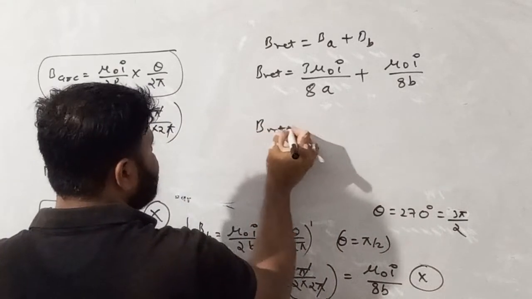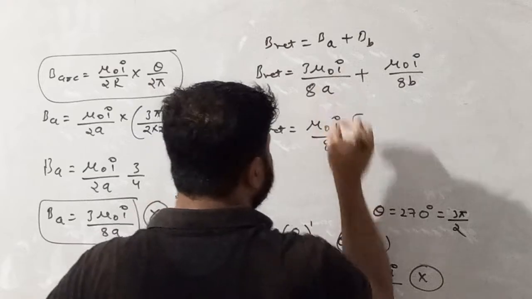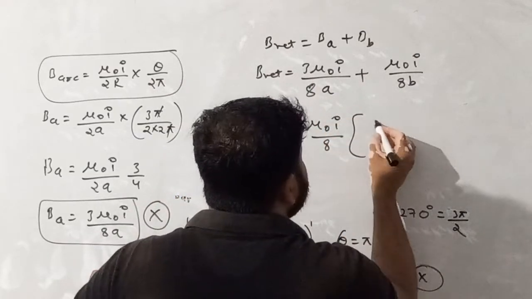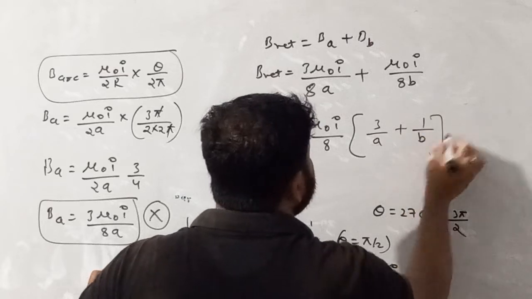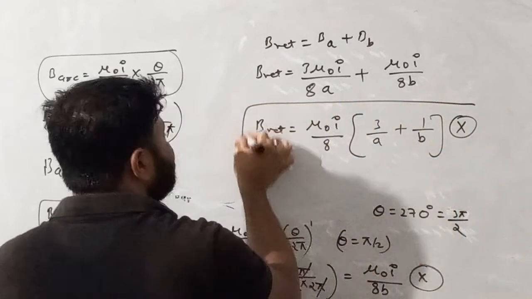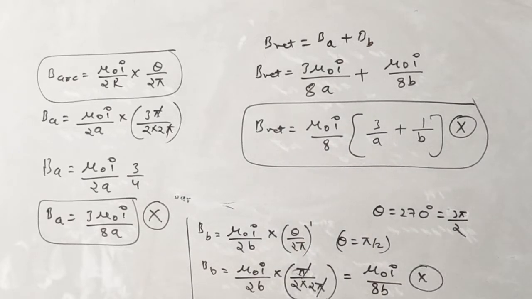So B net becomes mu naught I by 8, taking it common, times 3 by a plus 1 by b, and the net magnetic field must be inside. This is the value of the magnetic field due to the given structure. I hope you all understand the concept as well, my dear students. Moving forward, please write down the next question.